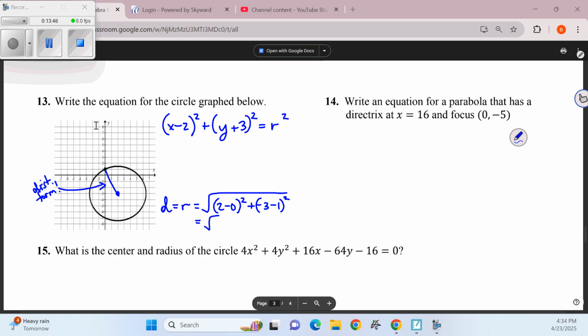So then this is going to look like 2 squared, which is 4, plus -4 squared, which is 16. This is the square root of 20, which is the radius. So when we plug it back into the formula, we have to square it. So we just have x minus 2 squared plus y plus 3 squared is equal to plain old 20.